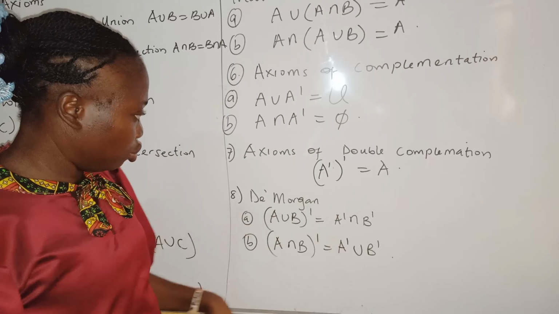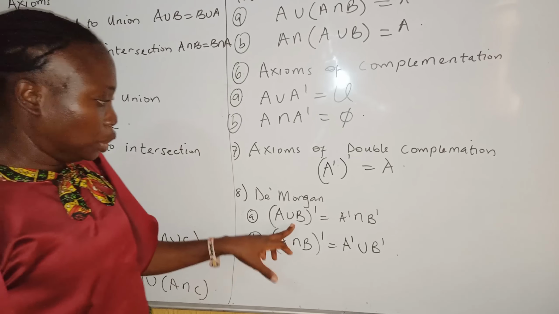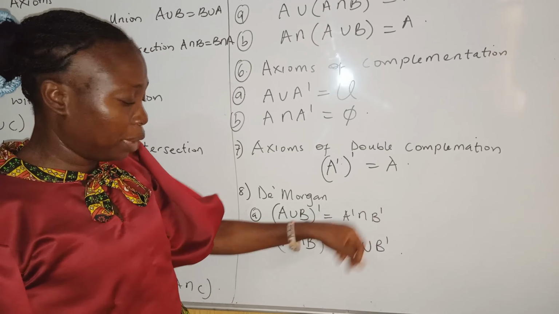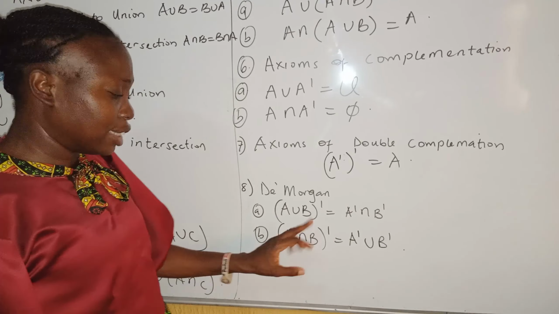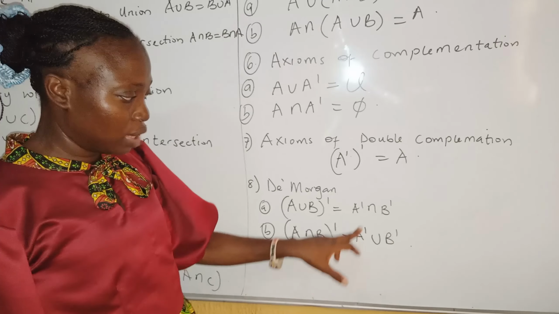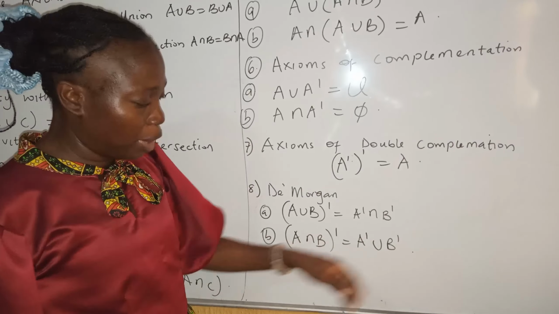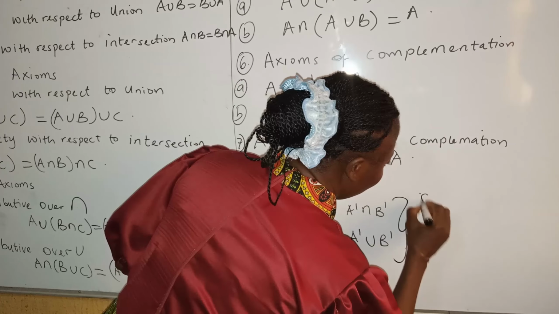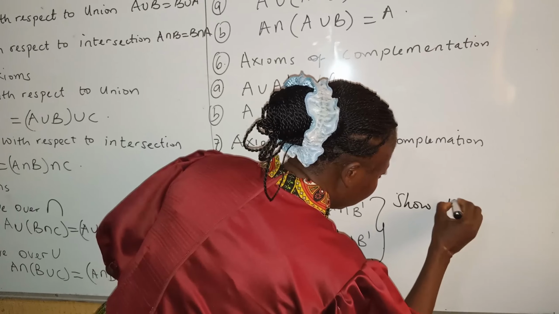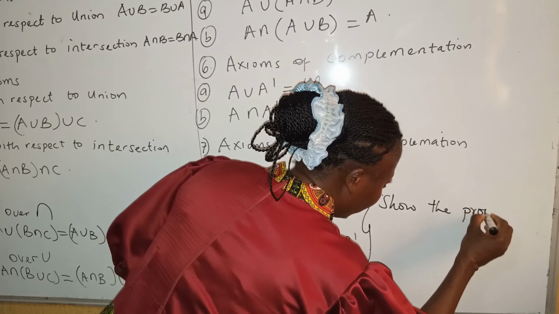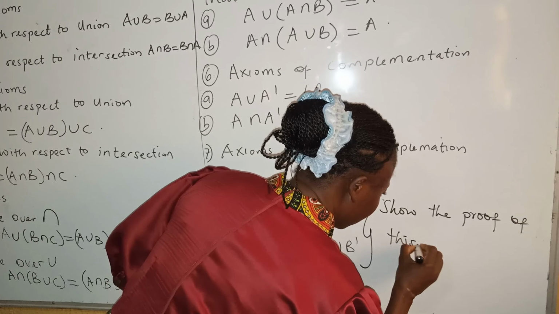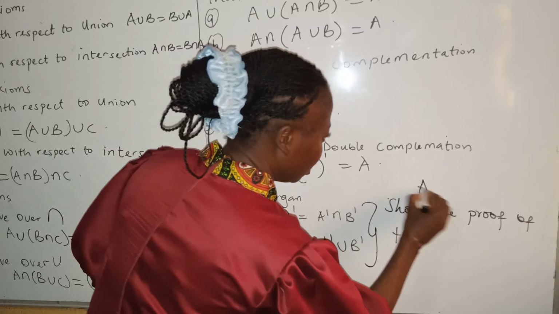De Morgan's rule. The complement of A union B is equal to A complement intersection B complement. The complement of A intersection B is equal to A complement union B complement. Prove this as homework. Show the proof of this assignment.